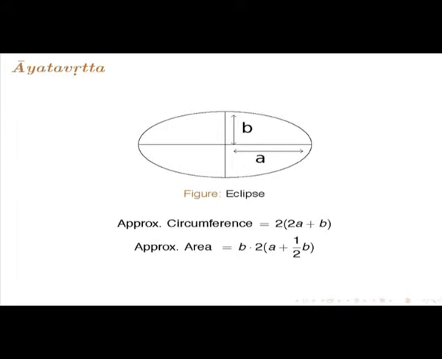Then for the first time he is talking of a Dirgha Vrutta or an Ayata Vrutta, which is essentially an ellipse. We do not know whether he meant an ellipse, but it is some kind of a Dirgha Vrutta, you know, one side is elongated with respect to the other. The approximate circumference is given as 2 into 2a plus b, where this is the shorter radius and this is the longer radius, and the approximate area is given as b into 2 into a plus b. So, this is what he says.